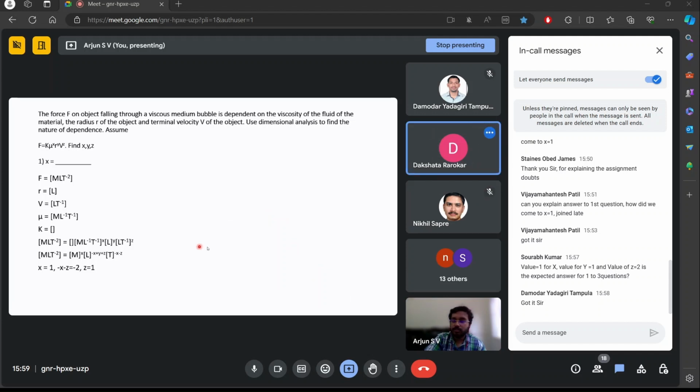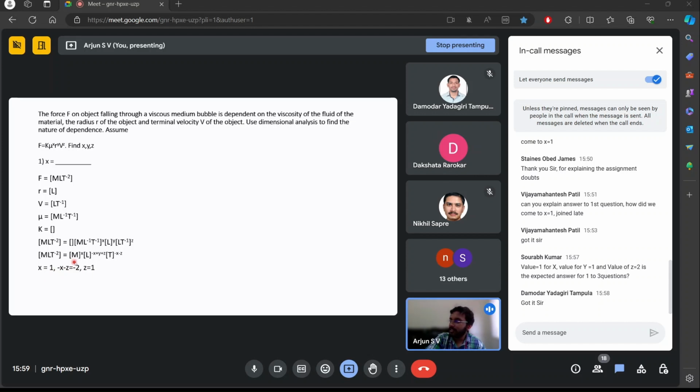Okay. So basically you equate the powers and then you will get x is equal to 1 automatically. For T, you have T power minus 2 is equal to T power minus x minus z. So if you equate the powers, you will get minus x minus z is equal to minus 2. You already know that x is equal to 1. So substitute x is equal to 1 and then you will get z is equal to 1.